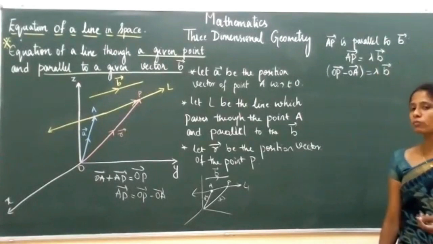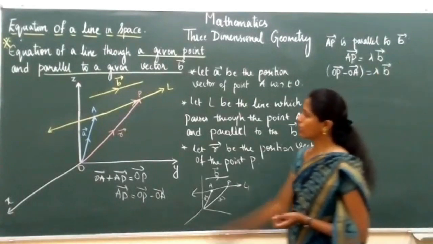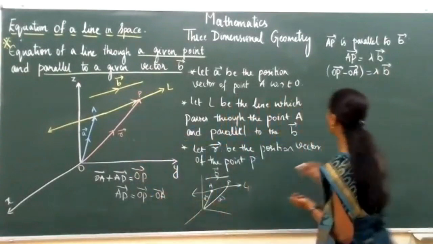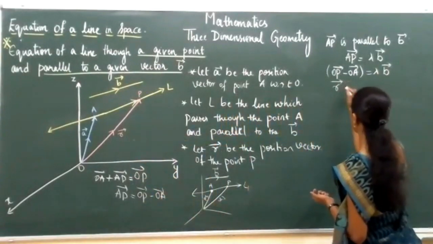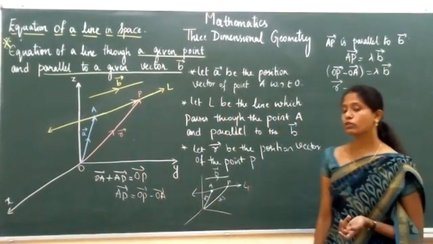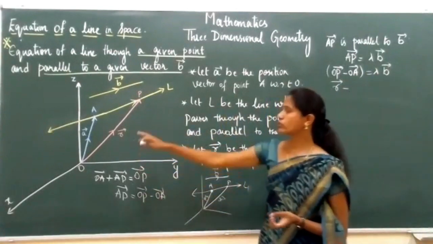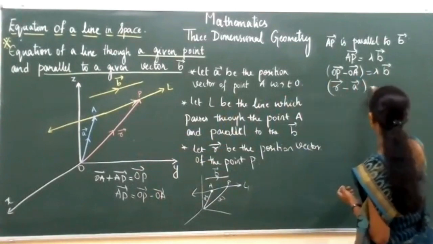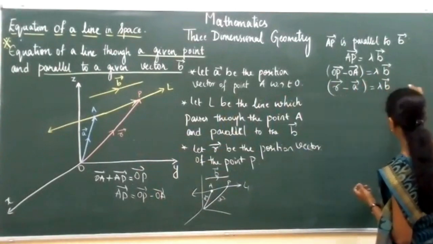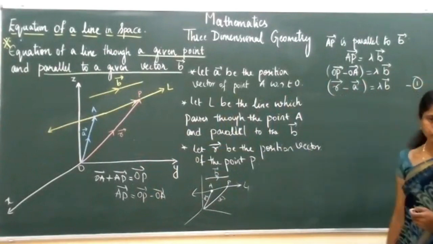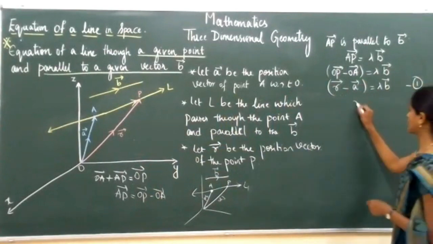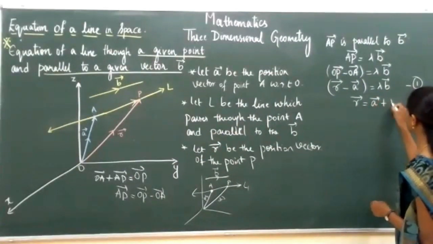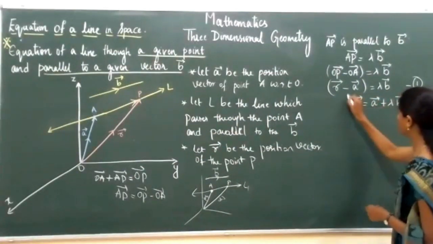Now tell me what is the position vector of the point P? If you see the position vector of the point P, we have taken it as vector R. Therefore, I can write this as vector R minus. What is the position vector of the point A? The position vector of the point A is vector A, which is equal to lambda times vector B. I call this equation number 1. Okay. This can also be written as vector R is equal to vector A plus lambda times vector B.